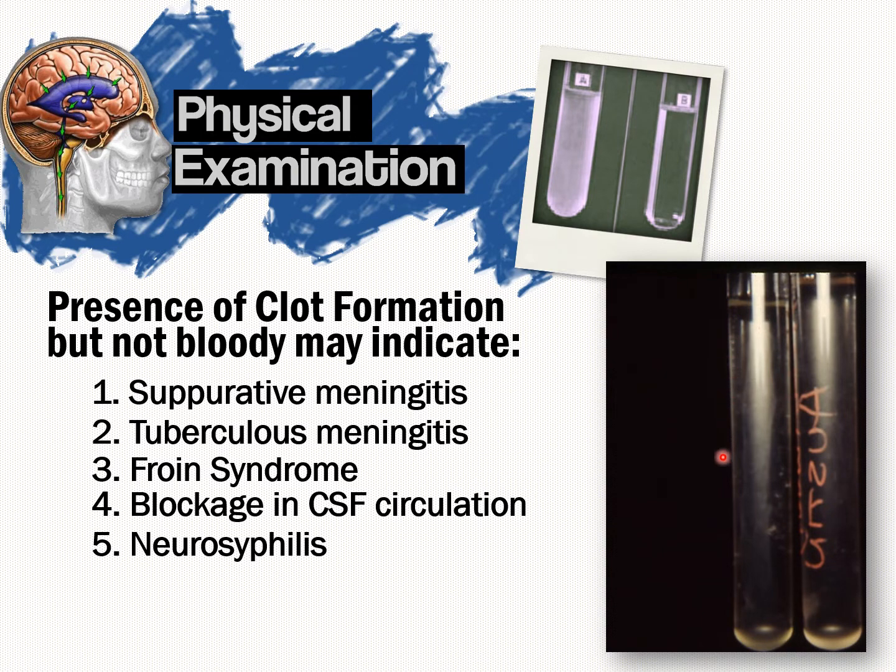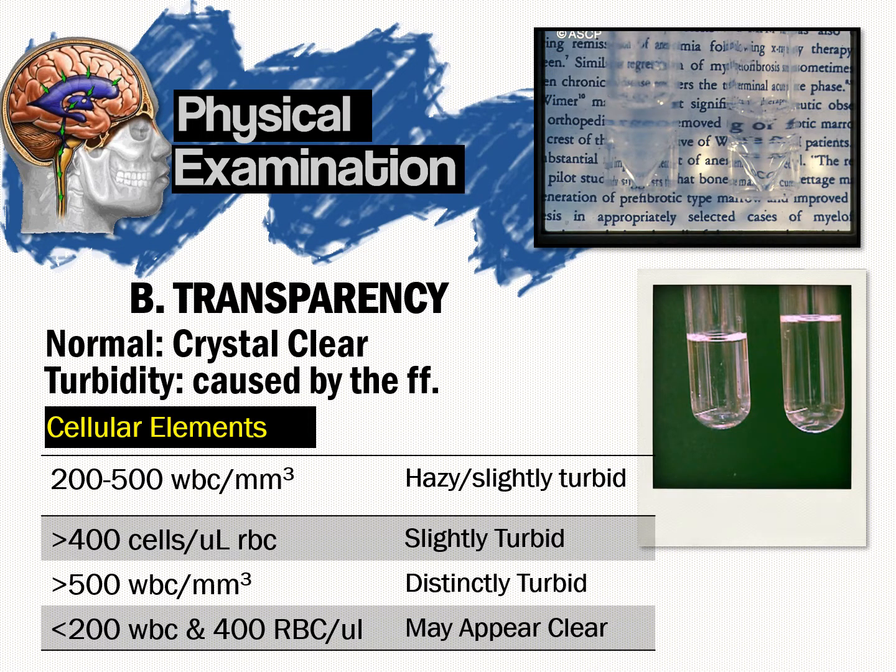This is observed in tubercular meningitis and is seen in CSF after overnight refrigeration of the fluid. Then this one, pellicles, are macroscopic small fine clots which may also be seen on the surface of CSF after 12 to 24 hours. Let's now proceed to transparency.